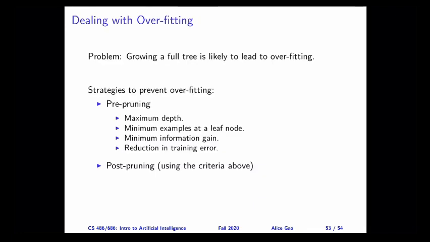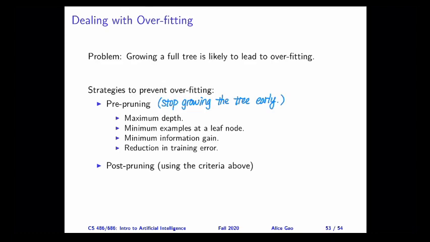Let me talk about some strategies we can use to prevent overfitting when learning a decision tree. You will explore some of these strategies in the assignment. At a high level, we have 2 options. We can stop growing the tree early. This is called pre-pruning. Or we can grow a full tree first and then trim it afterwards. This is called post-pruning. Let me talk about pre-pruning first, which means we'll stop growing the tree early.